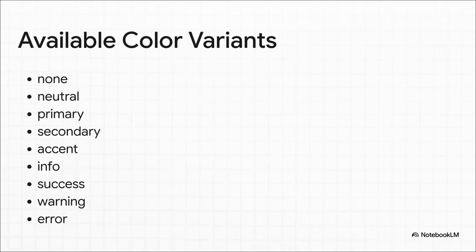Now that variant property is super powerful. Why? Because it plugs right into the DaisyUI color system. And this means you can instantly theme the component just by using these simple names like primary, success, or error. It makes matching your app's look and feel an absolute breeze.